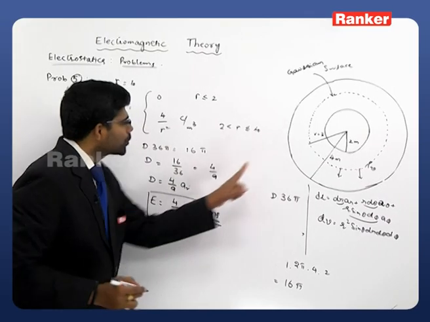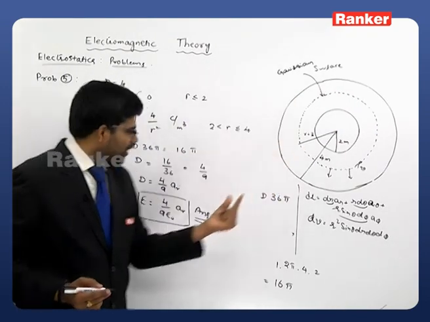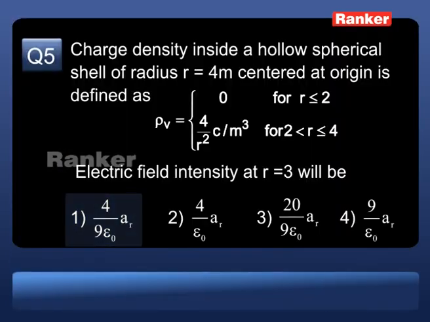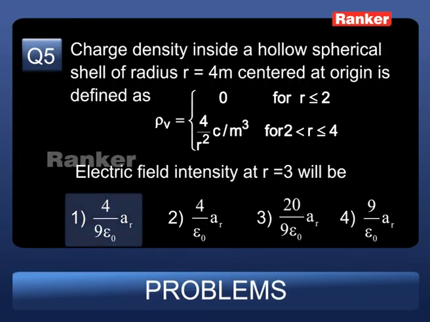Here R is equal to 3 meter. So at R is equal to 3 meter, the electric field intensity coming out of the charge given to us is 4 by 9 epsilon naught a_R.